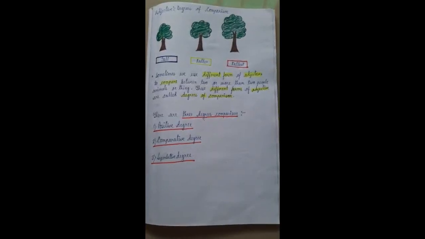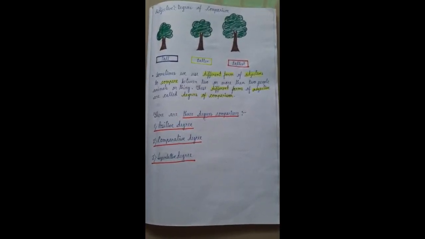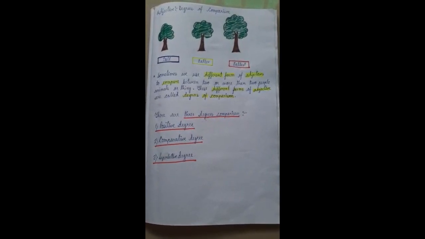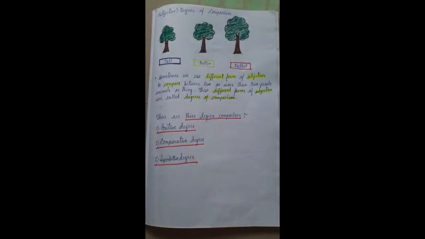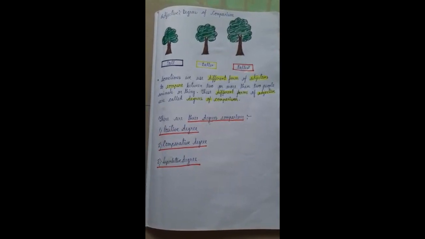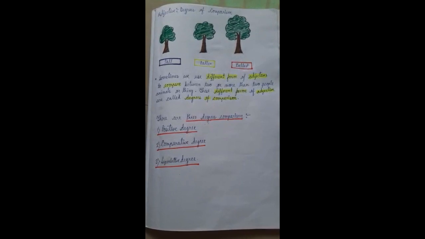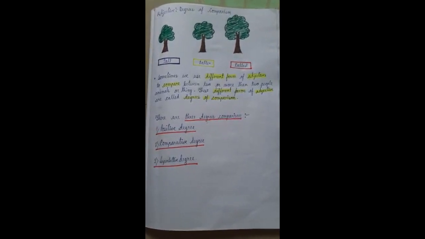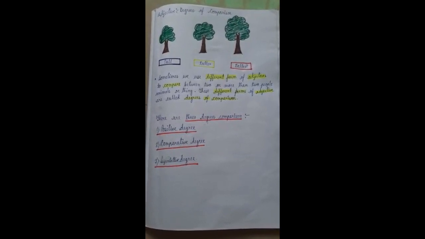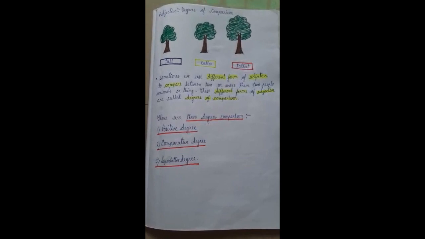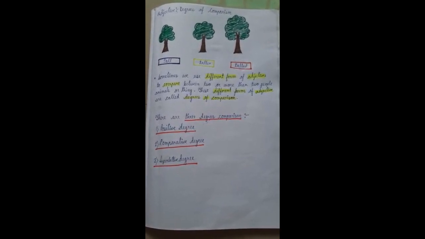Good morning, students. Today we will learn degrees of comparison of adjective. We already learned that we use adjective to describe a person, a place, thing, or animal. Today we will learn that we use adjectives not only to describe people, things, but also to compare them.